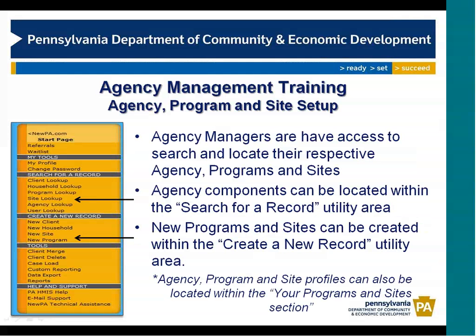As you can see here is basically the gold action menu. It's changed a little bit, but for our existing users, most of the same features are there. Agency managers have the ability to search for and look up existing site, agency, and program records in the search for record area. They also have the ability to create new sites and programs within the create a new record area. Agency, program, and site profiles can also be located on your start page. For regular users, it's just there for informational purposes. For agency managers, it's actually hyperlinked, so you can click on it and load that profile.